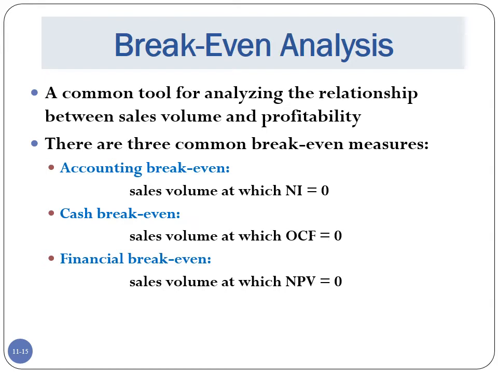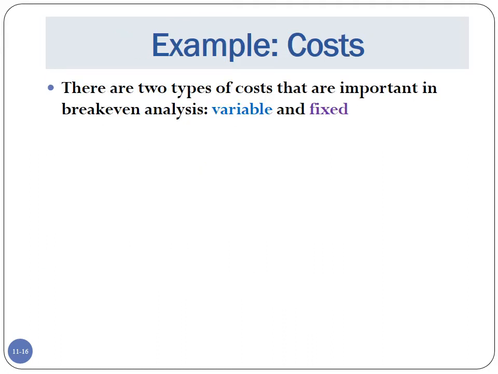So it's very important when you get involved in break-even analysis to specify which one of these break-even measures is being used, because they give very different results depending on what you're looking for, and each one is appropriate in different situations. And you may want to actually run all three and assess the difference in the results that you get. There are two types of costs that are important in break-even, variable and fixed.